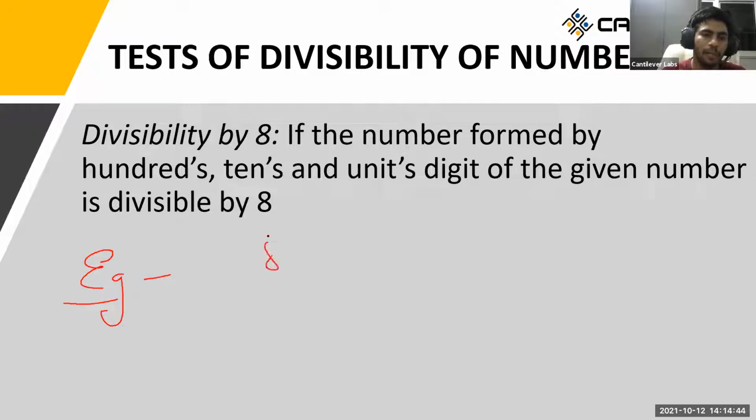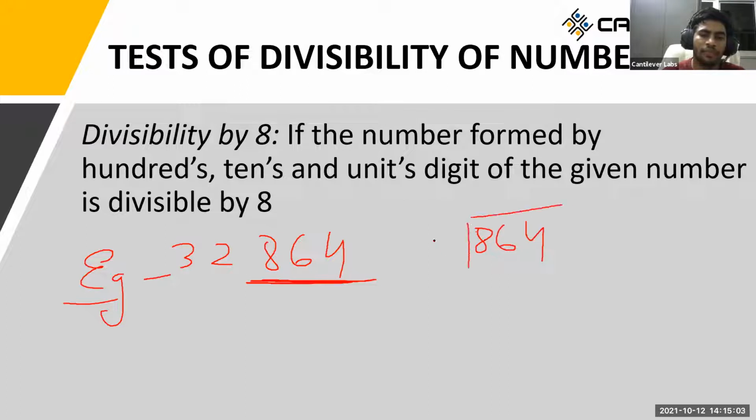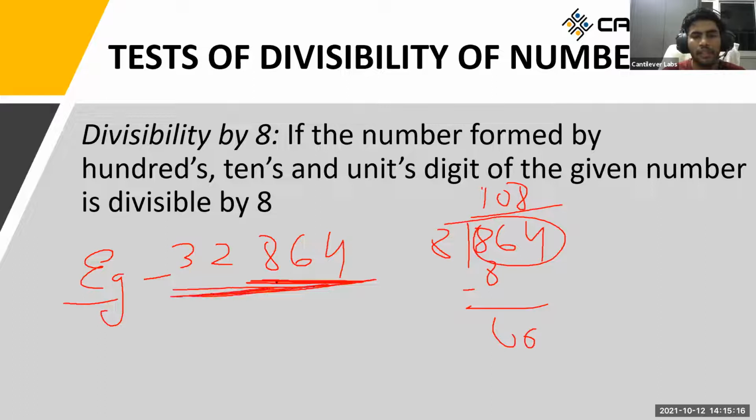Let's take the number 32,864. When we need to check whether this number is divisible by 8 or not, we'll have to check the last three digits, 864. So we'll have to check whether 864 is divisible by 8 or not. We can clearly see that it is divisible by 8: 8 minus 8 is 0, 6 minus 0, 64 divided by 8 is 8. So since 864 is clearly divisible by 8, 32,864 will also be divisible by 8.